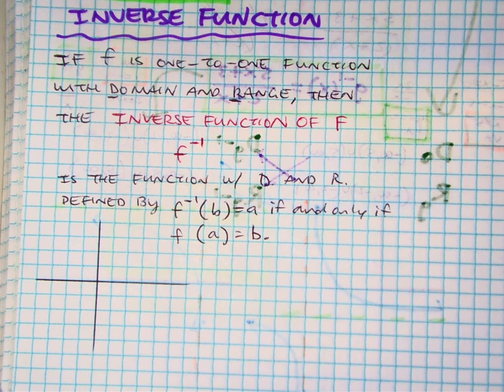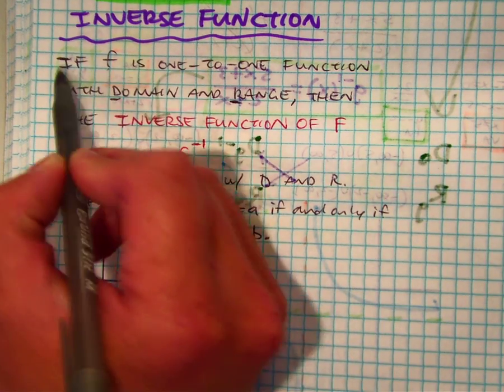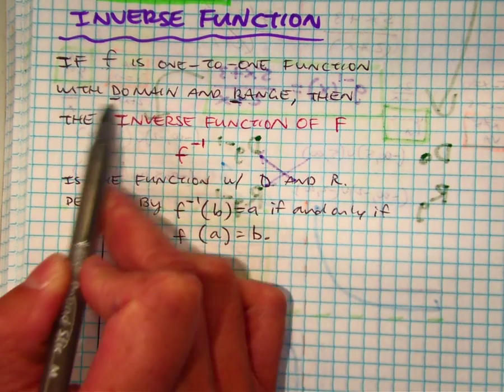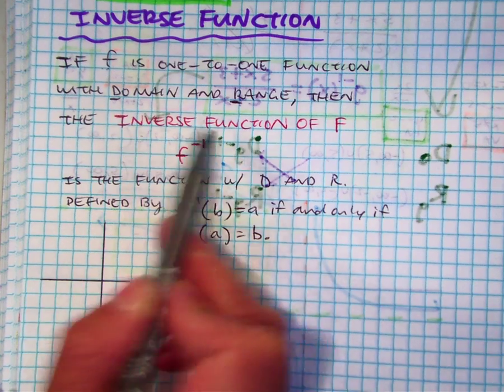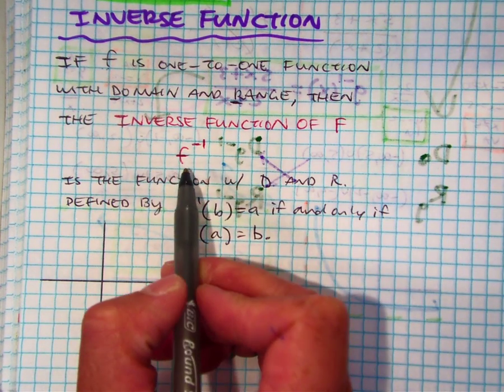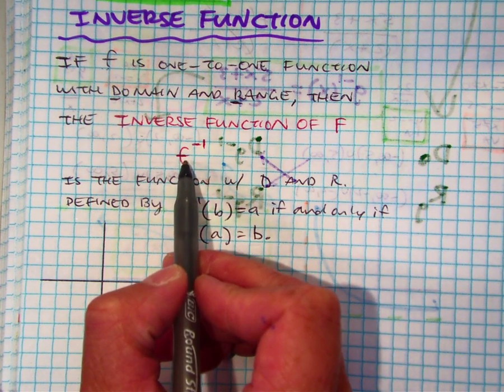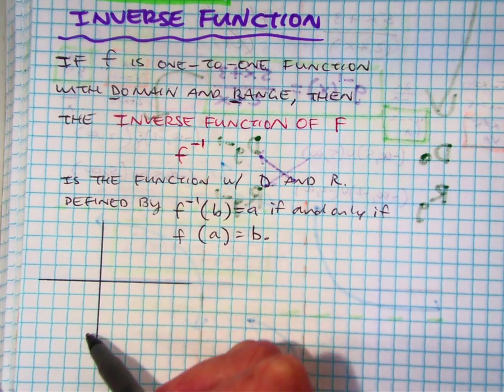Alright, so we're talking about inverse functions. If I give you a function, we call it f. If f is a one-to-one function with a domain and range, then if I take the inverse of the function, we call the inverse of the function here. Everyone say inverse function. Inverse function.